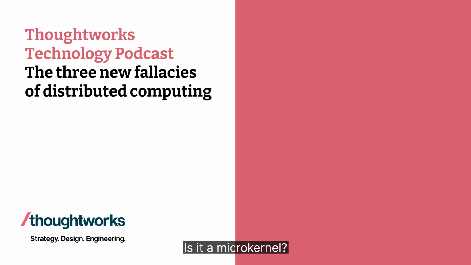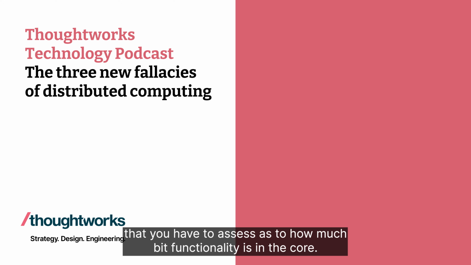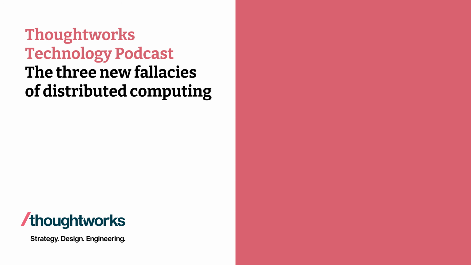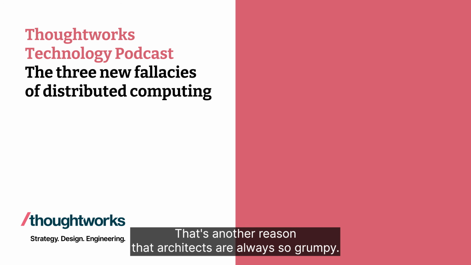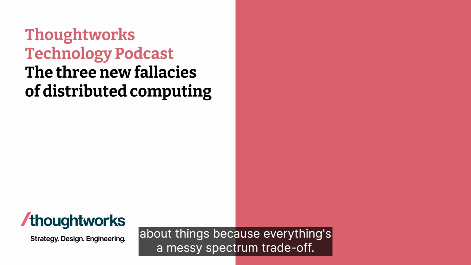So is it a microkernel? Well, it depends, because there's a degree of microkernality that you have to assess as to, okay, how much functionality is in the core, and so that's another reason architects are always so grumpy. It's hard to get in these really definitive, objective battles about things because everything's a messy spectrum trade-off.